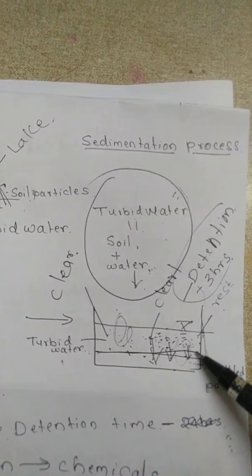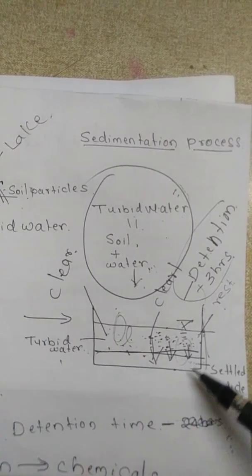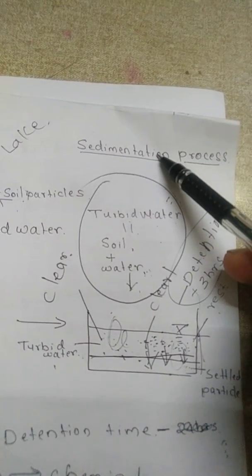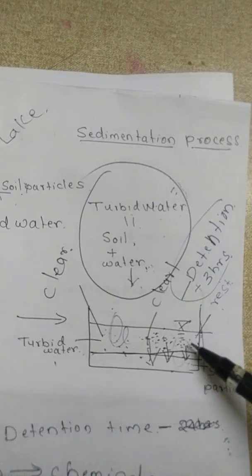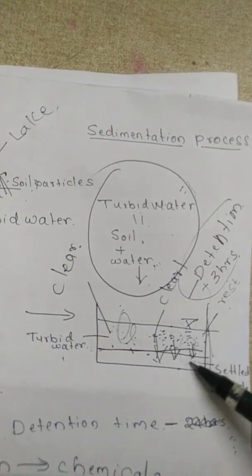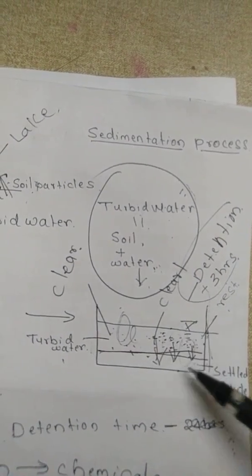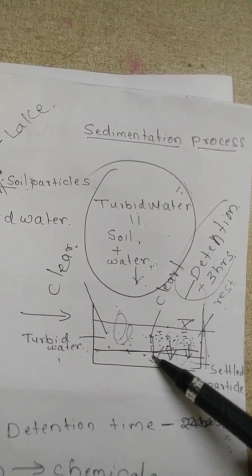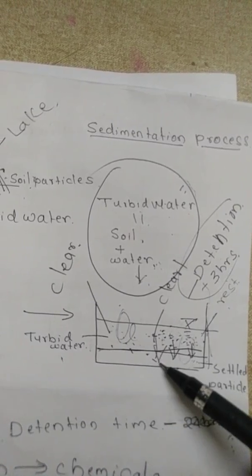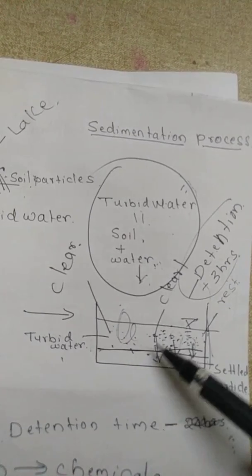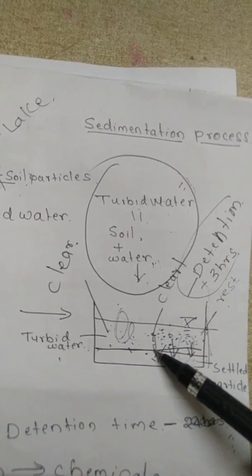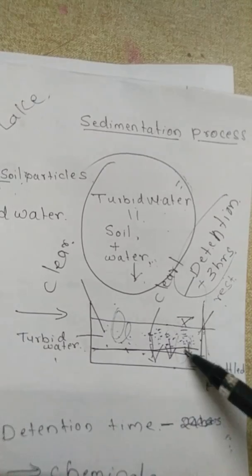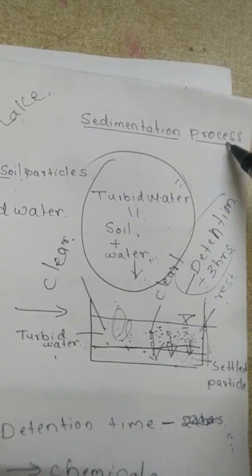Now, in order to remove these suspended and settleable soil particles, we need to have this particular sedimentation process. If we don't have this sedimentation process, what will happen is these soil particles, that is settleable and suspended particles, will continue further in the water treatment plant, and it is going to create a choking problem, as well as the water will remain turbid if we don't remove these kinds of suspended particles. So for that reason, we are going to do this particular sedimentation process.